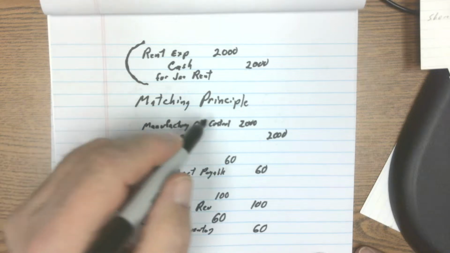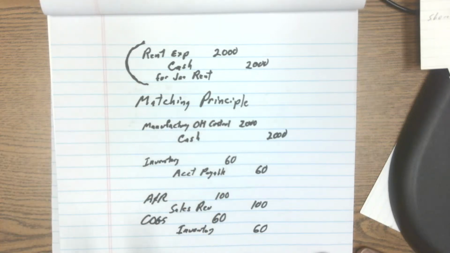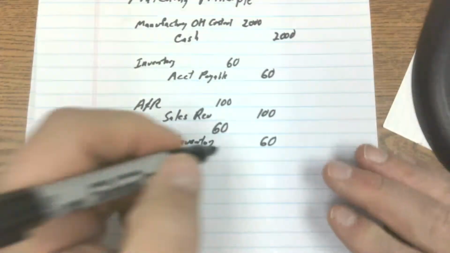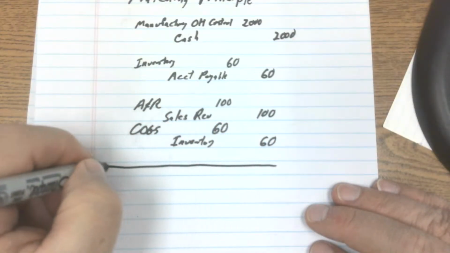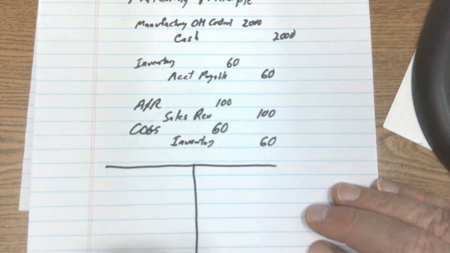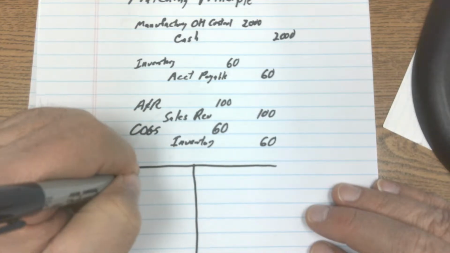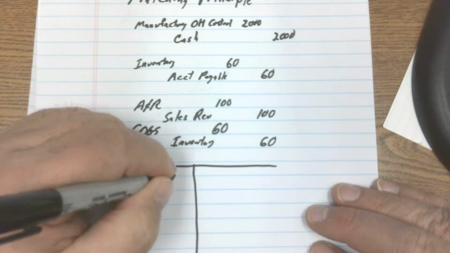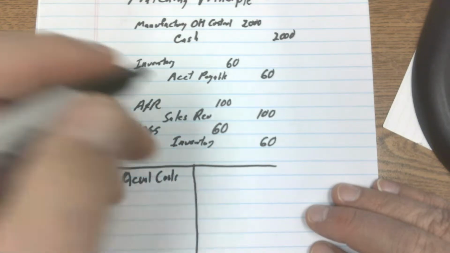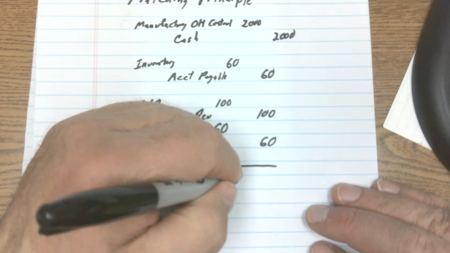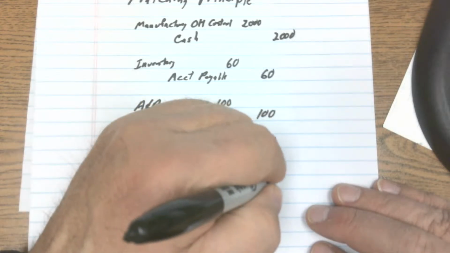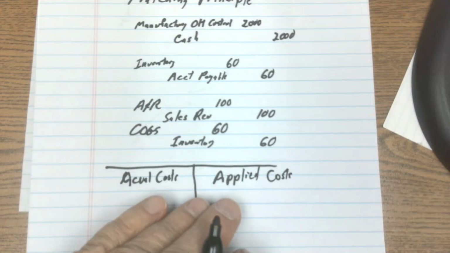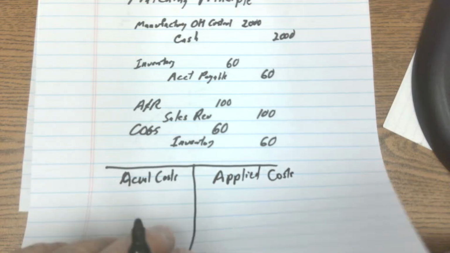So in this case, the manufacturing overhead control, we end up with a T account. And we put the actual costs as debits, and then we put the applied costs as credits. Okay, so let's look at how that works.